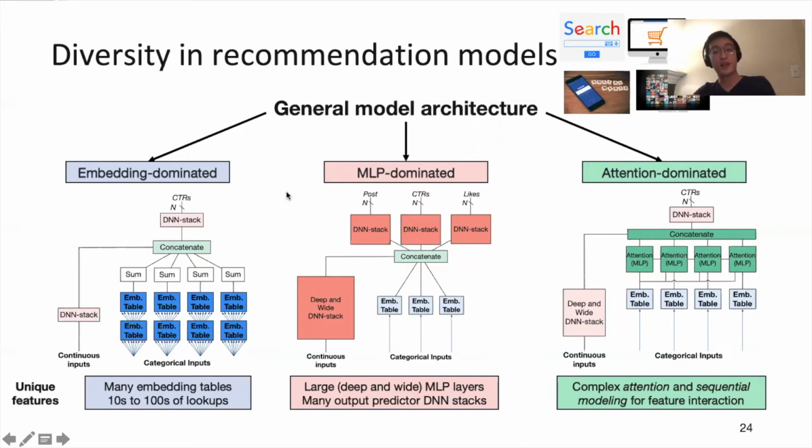In each of these 3 key classes, the components that we talked about earlier can be configured by their size, the number and amount in which they appear, and also how these components interact. So for example, in these embedding dominated models, there are lots of embedding tables in which each embedding table has different large amounts of lookups, whereas MLP dominated models are dominated by these DNN stacks that are larger. And attention dominated models have feature interaction layers which are controlled by these attention modules.